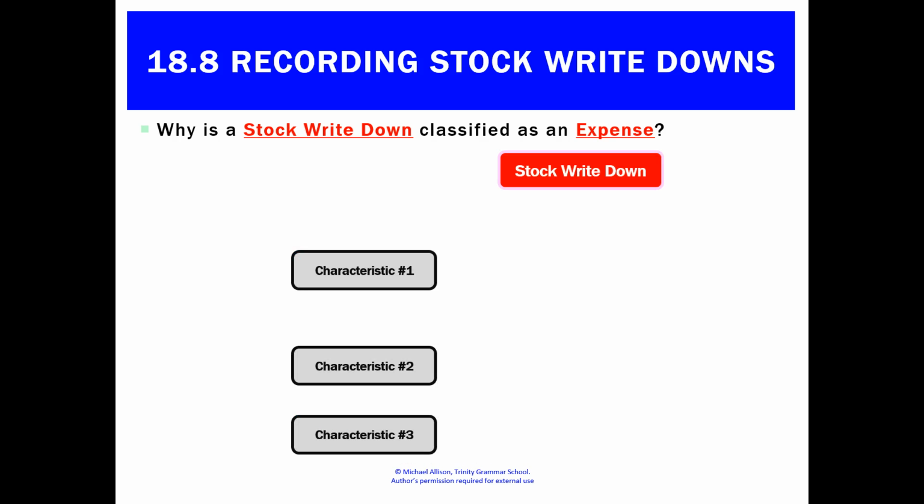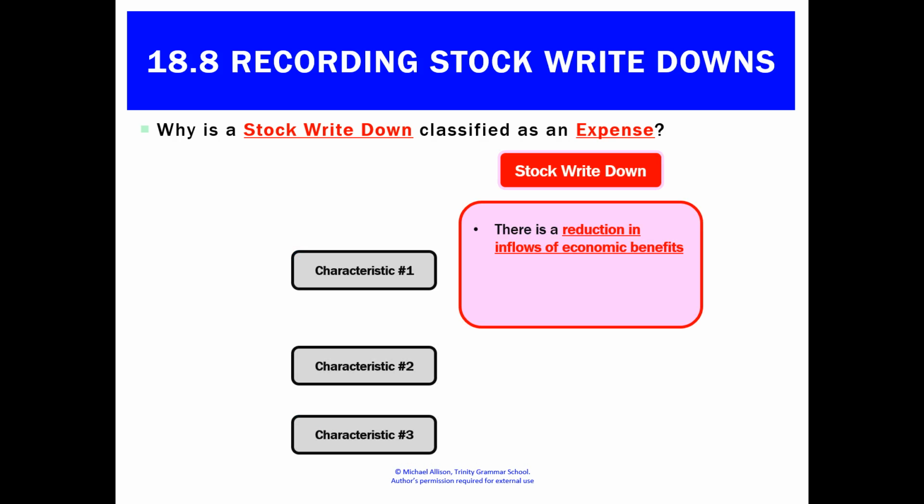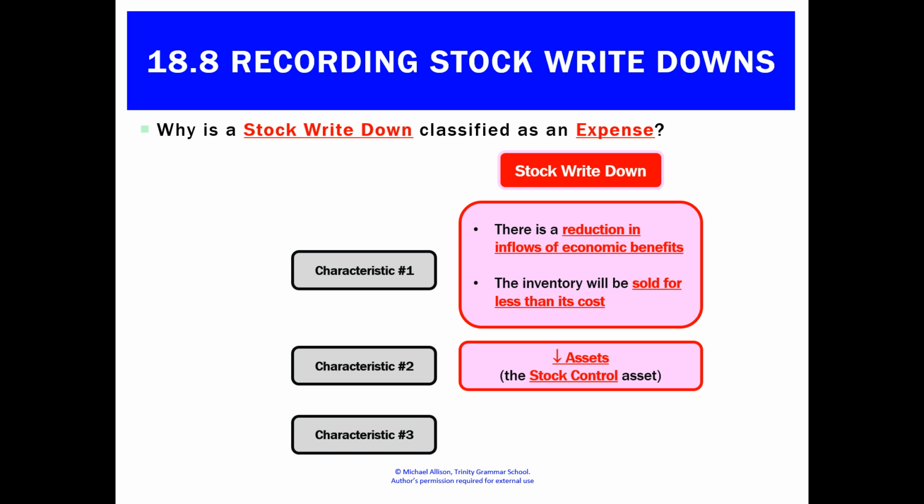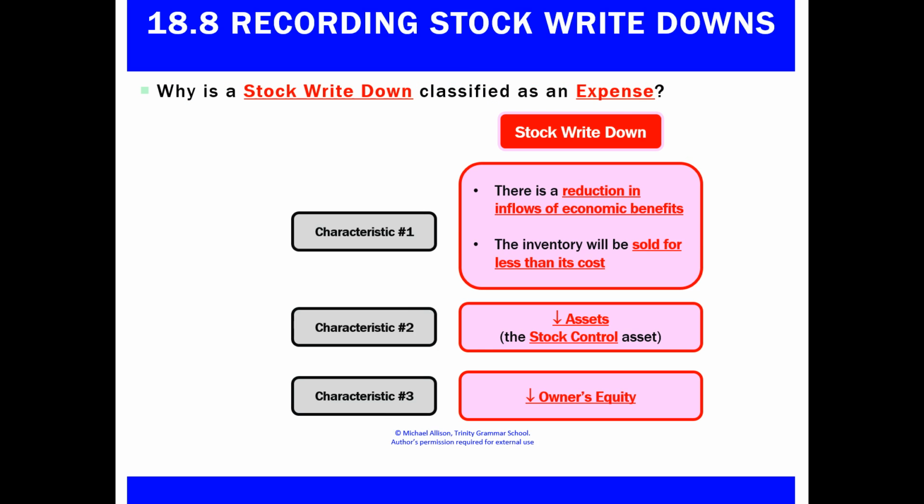So let's relate that to a stock write-down. The first characteristic was it's actually not an outflow of economic benefits. I'm not actually losing the stock. The stock's not leaving the business. What I'm saying is I'm going to be able to sell it for less. So the inflow I'm going to get is less. So I have a reduction in inflows. The inventory will actually be sold for less than its cost. Second, it's going to decrease assets. We just saw which asset will go down. It'll be stock control. And the third characteristic is the overall effect will be a decrease in owner's equity.